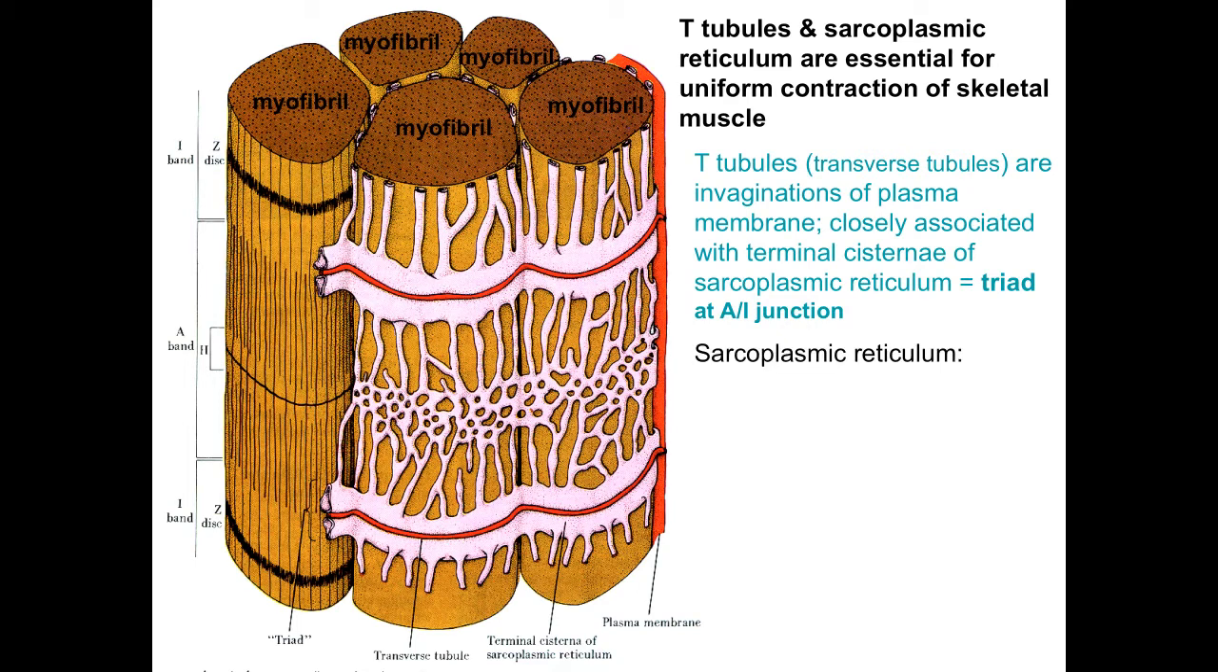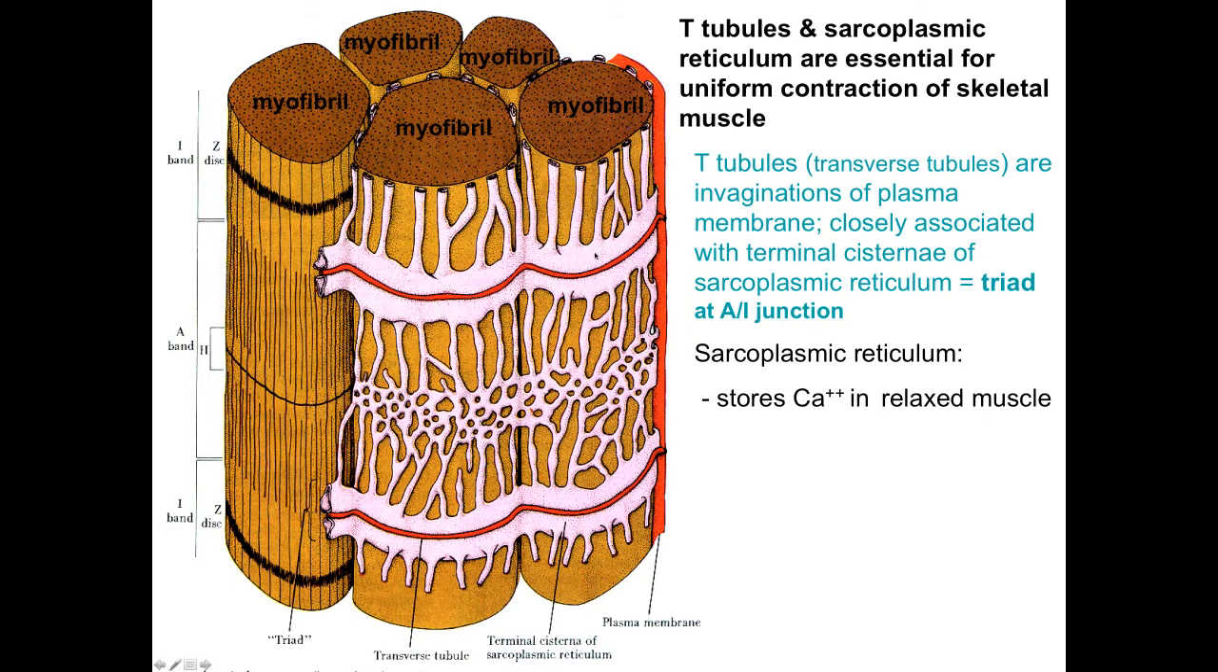You may remember that the sarcoplasmic reticulum stores calcium when skeletal muscle cells are in a relaxed condition. You may also remember that as skeletal muscle cells contract, the plasma membrane depolarizes. There's a wave of depolarization on the plasma membrane that extends into the T-tubule system, into the transverse tubule, because that is an invagination of the plasma membrane.